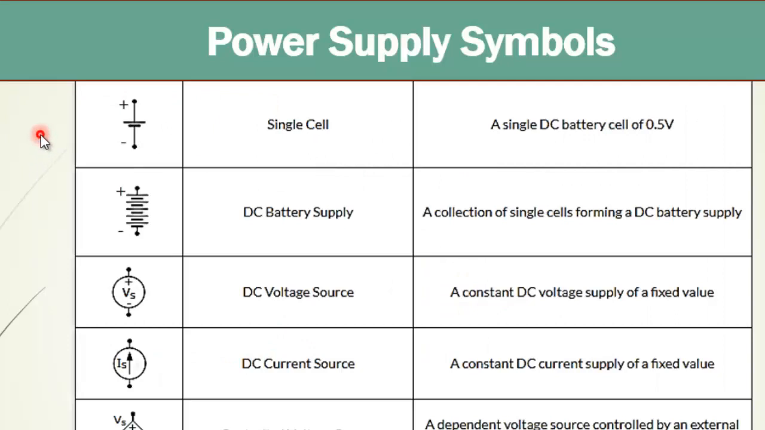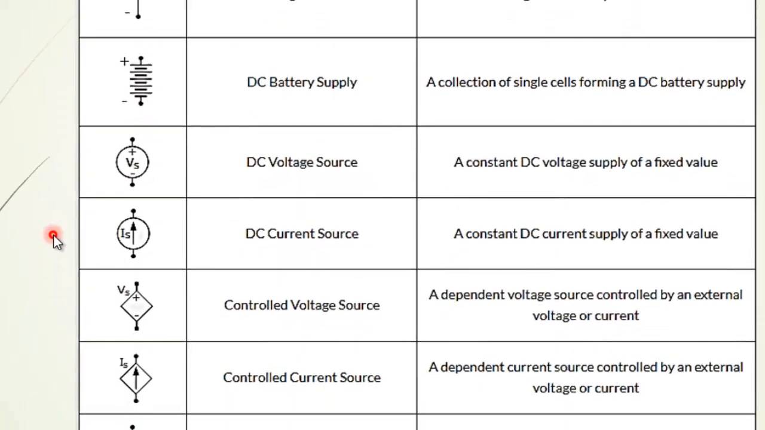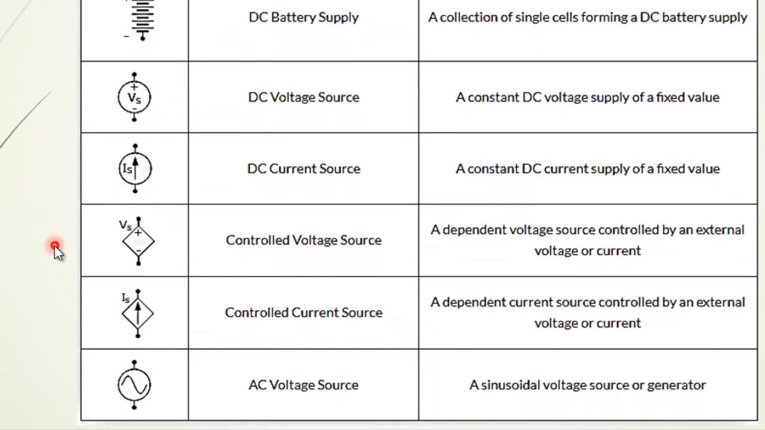This one is a single cell DC battery. Next is multiple cells DC battery supply. Next, the DC voltage source represented by Vs. Next is DC current source. Next one is controlled voltage source. Next, the controlled current source. So the voltage and current is controlled by another voltage or current source, or you can say external sources. This is the most common symbol for the AC voltage source.